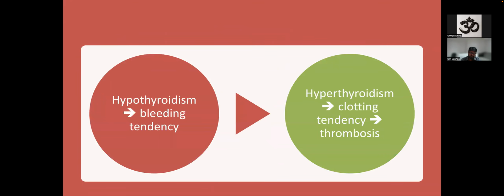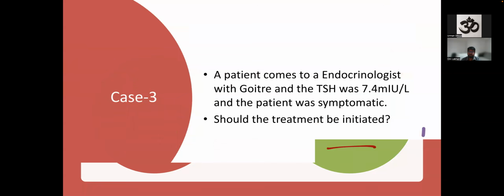So hypothyroidism, remember, increases bleeding tendency, whereas hyperthyroidism increases clotting tendency, and in hyperthyroidism there is increased risk of thrombosis. This is something you need to understand from an anesthesia perspective also.